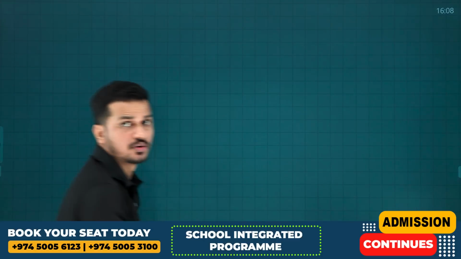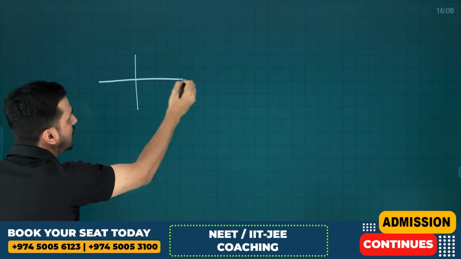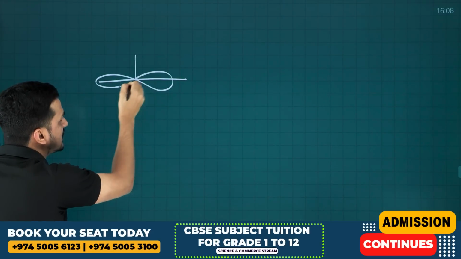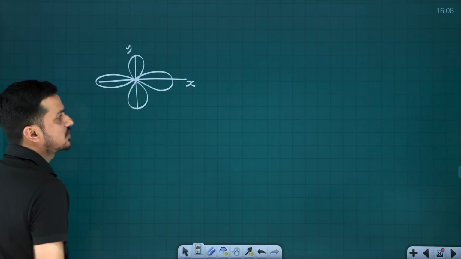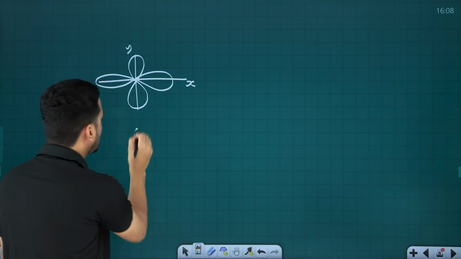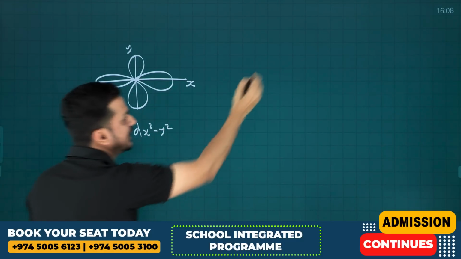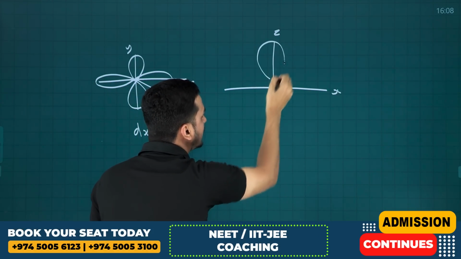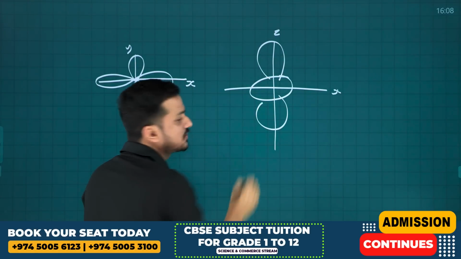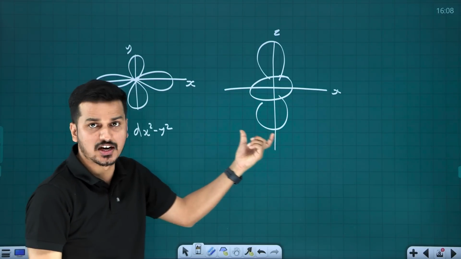Why? So see, you know the idea. Dx square minus y square is actually like this. This is the x, this is y. So they lie along the axis. This is dx square minus y square. But dz square is actually like this. It will move like this, then like this. This is actually a doughnut shape. They have a doughnut shape.